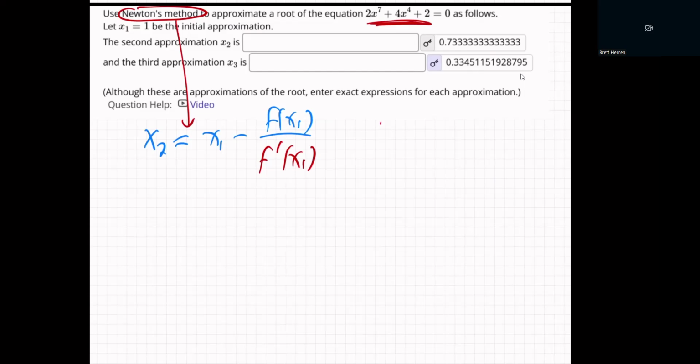There's my function right there. That's going to be my f of x function. We want to take that function and find a couple approximations to roots. All right, how do we do it?